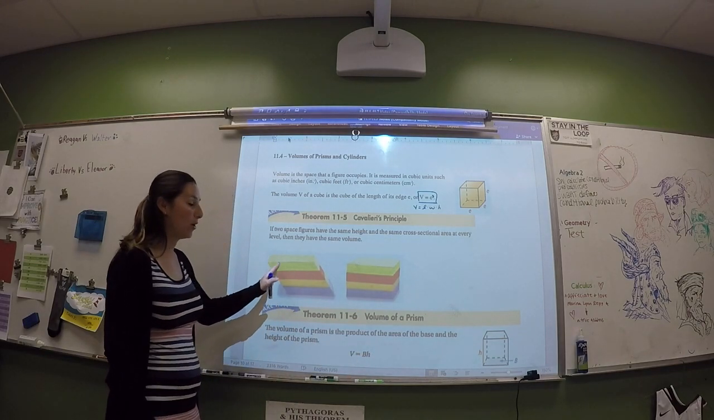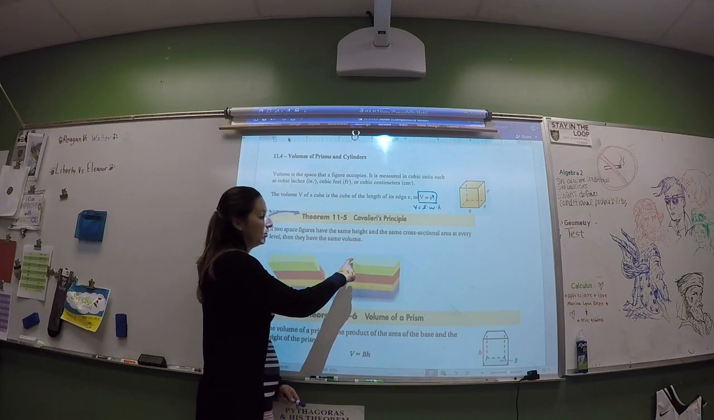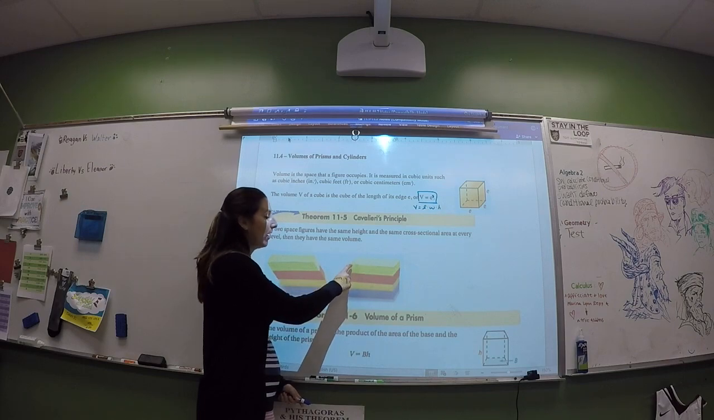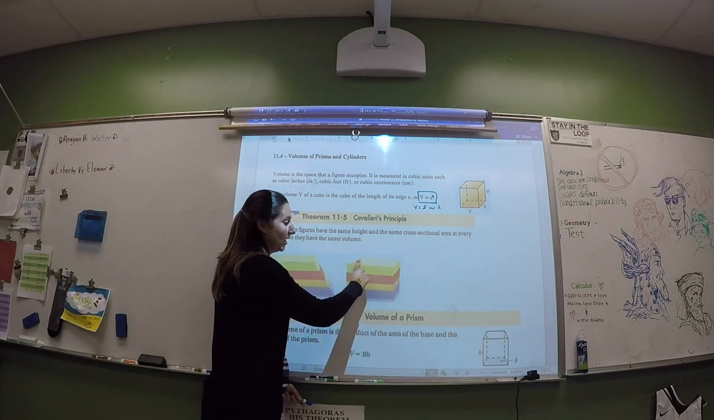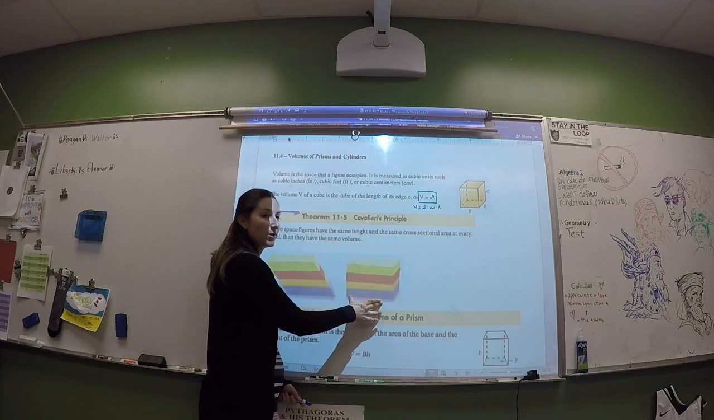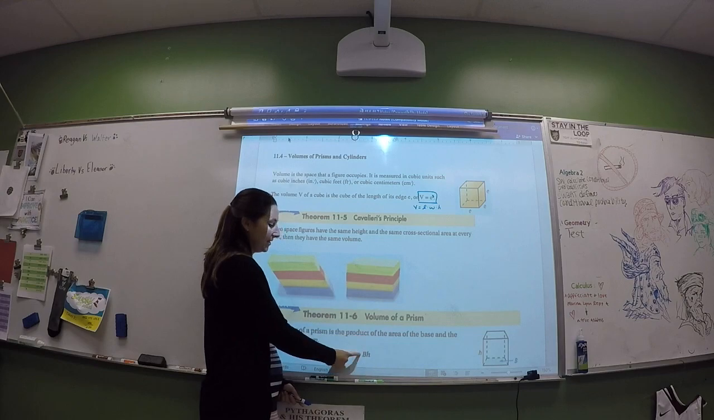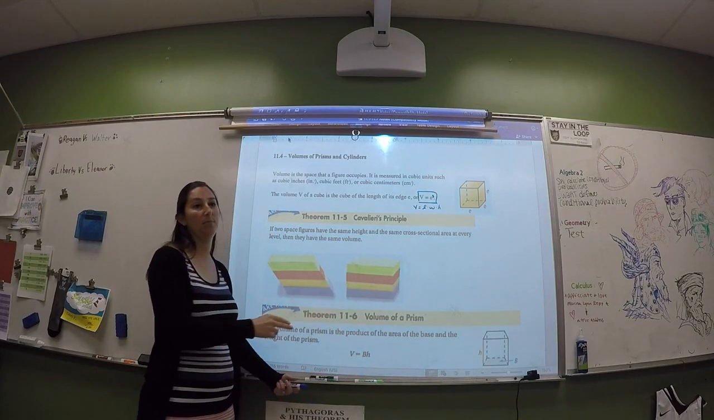Think of a stack of Post-its. If you have a stack of Post-its, you'd have the area of the first Post-it, the area of the second Post-it, the area of the third Post-it, and the fourth Post-it, and the fifth Post-it. If you took the area of all the Post-its together, that would be the volume. So if you took the area of the base and multiplied by the height, that is your volume.